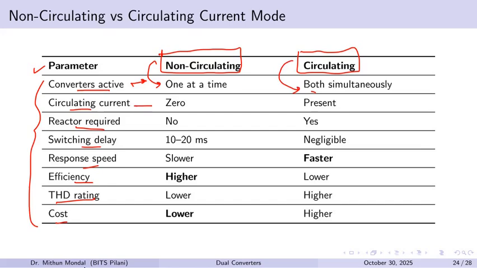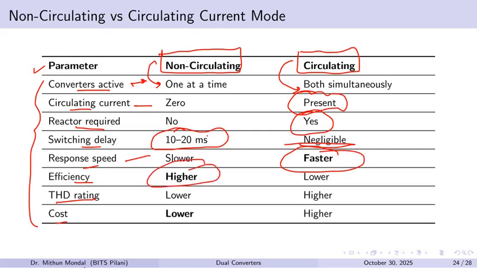Circulating current will be present only in circulating mode, and the reactor will be required only in the circulating mode. Switching delay of 10 to 20 millisecond has to be provided in non-circulating mode, but it is negligible in circulating mode. Response speed is faster in circulating mode, and the efficiency is higher in non-circulating mode. When we talk about the harmonic distortion, it is higher in circulating mode and the cost is lower in case of non-circulating mode. So depending upon these parameters and our application, we can choose the non-circulating or the circulating mode of operation.